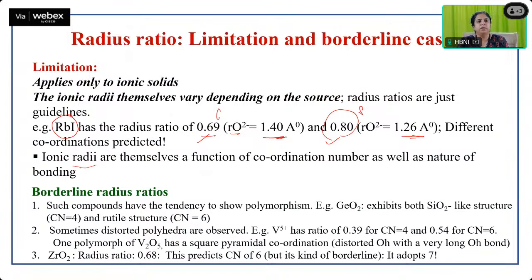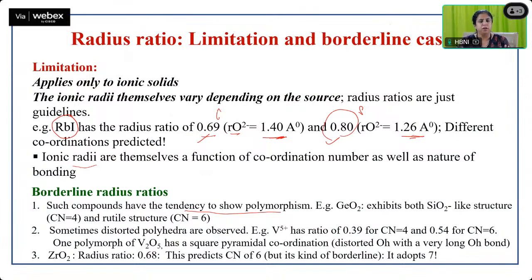Also, what happens when your compounds have the borderline radius ratio? Two things can happen. Such compounds have the tendency to show polymorphism. What is polymorphism? A compound which can exist in two different crystal structures is said to exhibit polymorphism, and these crystal structures of the same molecular formula are called polymorphs. For example, zirconium oxide at room temperature is monoclinic, you heat it to 1200, it is tetragonal, and you heat it to 2400, it is cubic, and it is the same ZrO2.